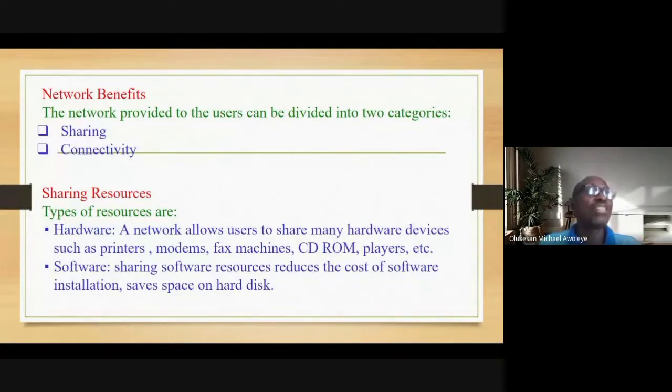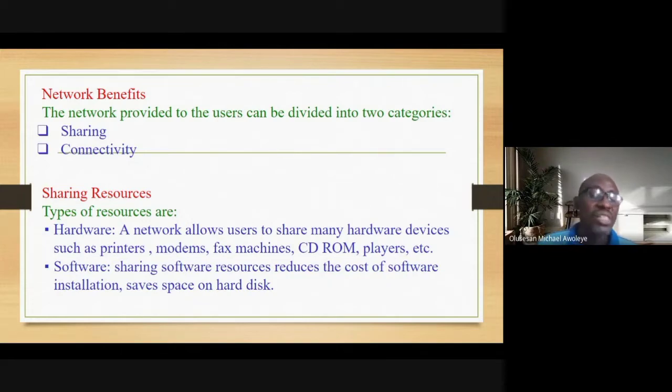So you can share your hardware, not only printers alone. You can share your fax machine, you can share your CD-ROM, you can share your players. I can connect to another office and share their player to play a particular film or a particular audio on my own computer.